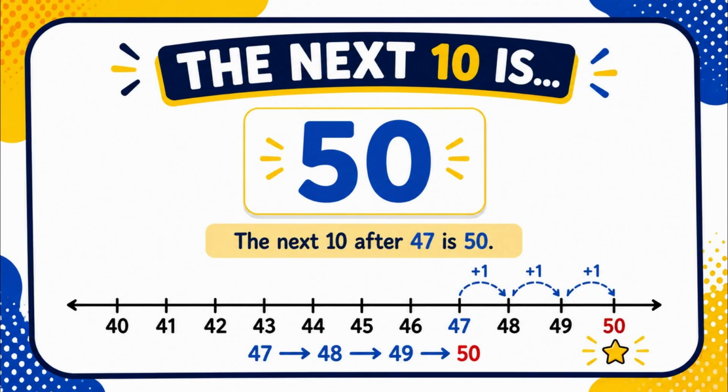We added 3 more ones to 7 to make a 10. And on our number line, we made 3 jumps to make the next 10. So 7 needs 3 more to make 10. That means the next 10 after 47 is 50.